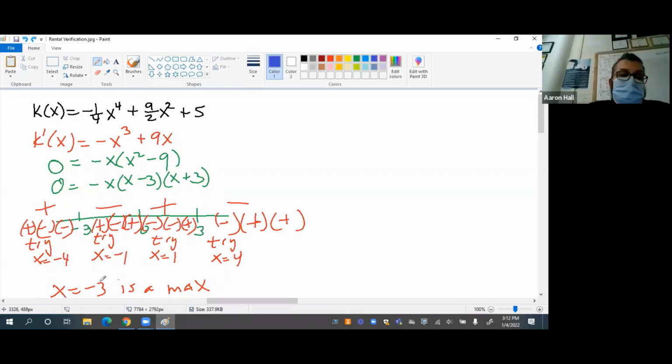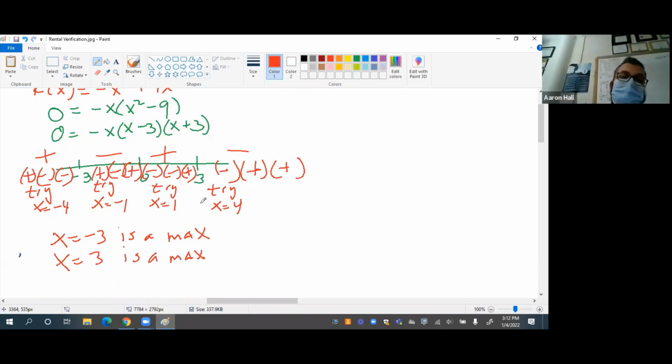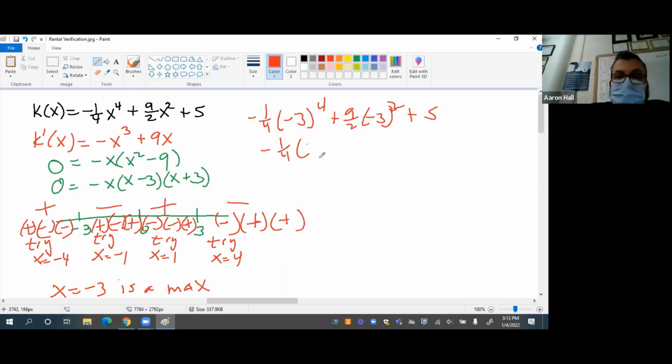Okay, so let's plug in the -3 here. We know that x equals 3 is a max as well. One of these is a local max and the other is a global max, so we're going to figure out which one is which. So I have -1/4 times -3 to the power of 4 plus 9/2 times -3 squared plus 5, and compare that to -1/4 times 3 to the power of 4 plus 9/2 times 3 squared plus 5.